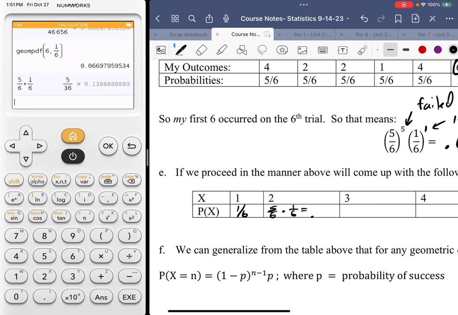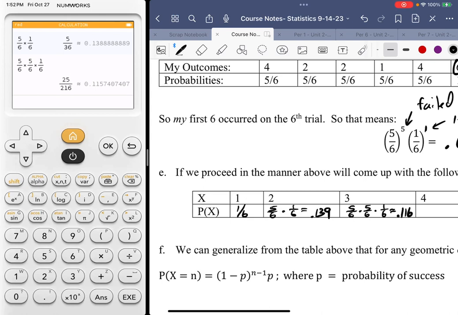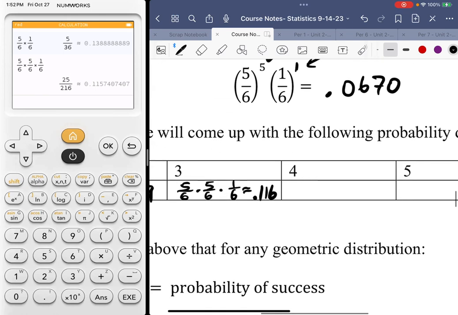So about 0.139. Then for success on the third trial, I failed twice, then I succeeded. So I could take this and tuck in another 5 over 6, with the multiplication symbol. So about 0.116. Then for success on the fourth trial, you see now making use of powers is more beneficial. So power of 3 times 1 over 6.